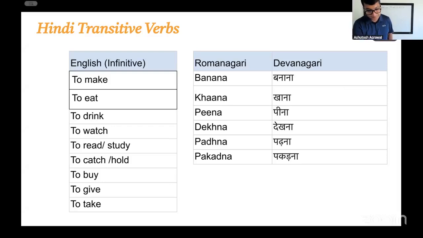To buy is kharidna, and that's transitive. Very good. Kharidna, you buy something.